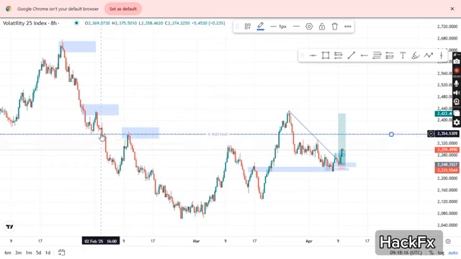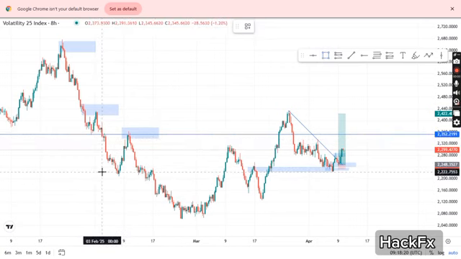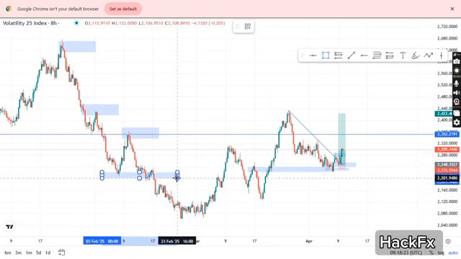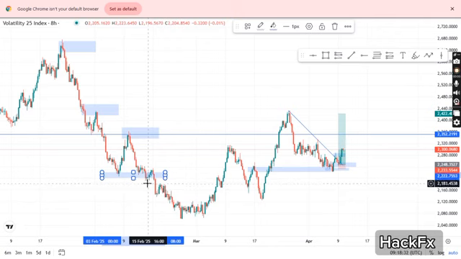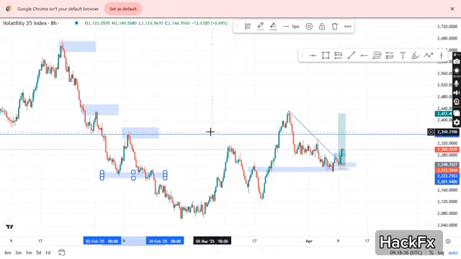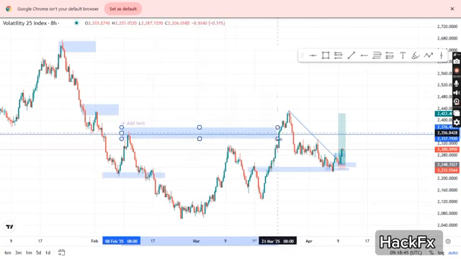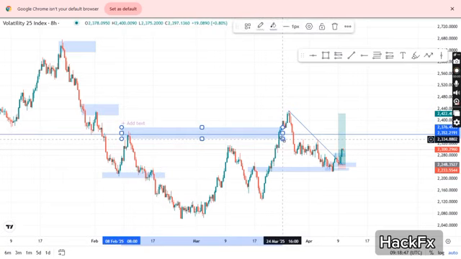Price broke this low, did a break of structure, and came back to this point and broke this high. When it broke this high, that was when we knew that price has changed character, it has changed trend.